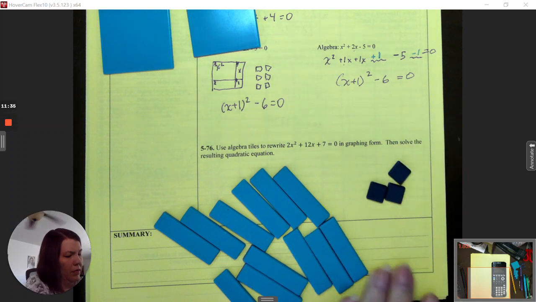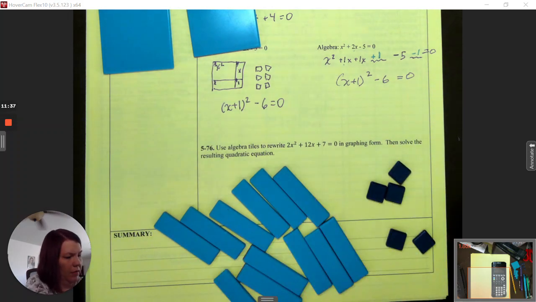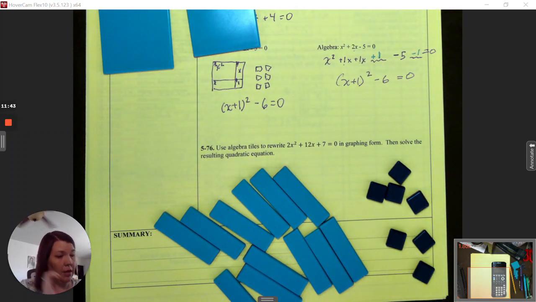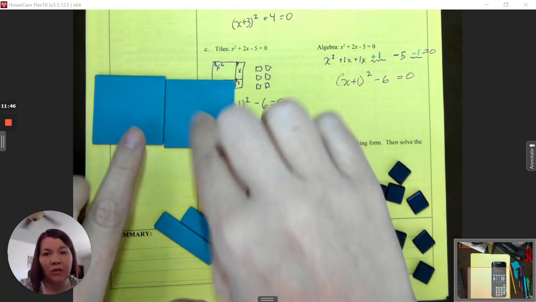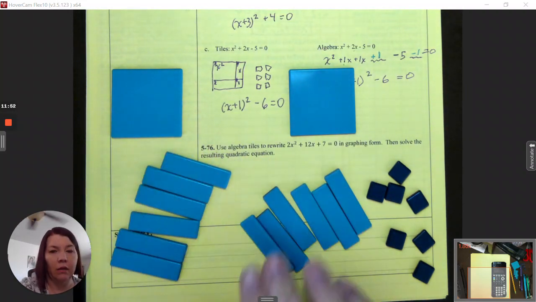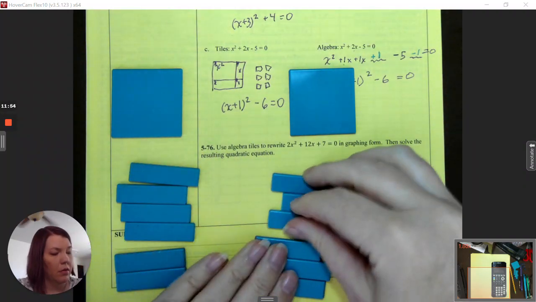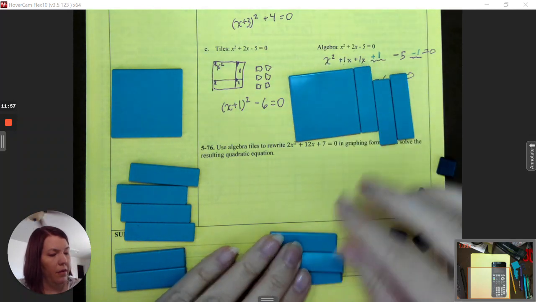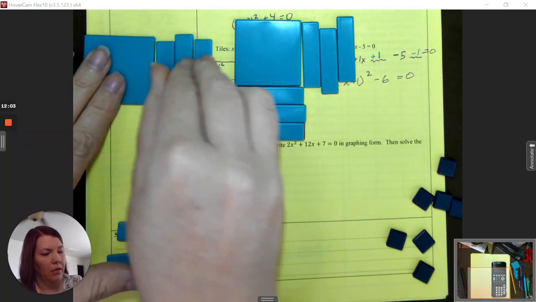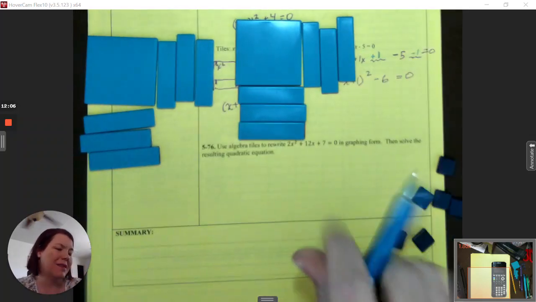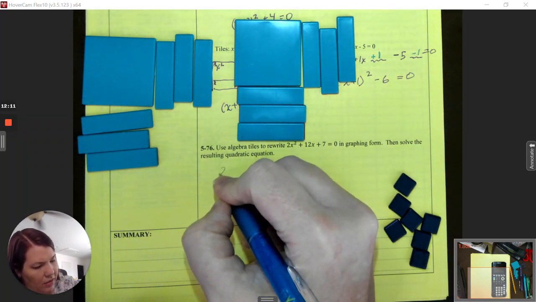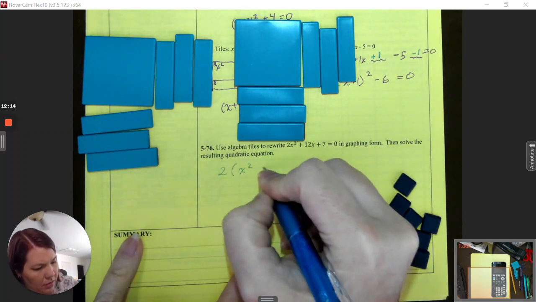So, 6, that one, and that one. What I've done, the 7 kind of sits there. It kind of sits here. So what I've done is I've taken 2 out. There's 7 sitting here. Okay, so I factored this 2 out. That's algebraically what I've done. So I split it into 2 groups. Each group is going to be x plus 3, which means I need 9 in each of these. So this number is going to be a 9.